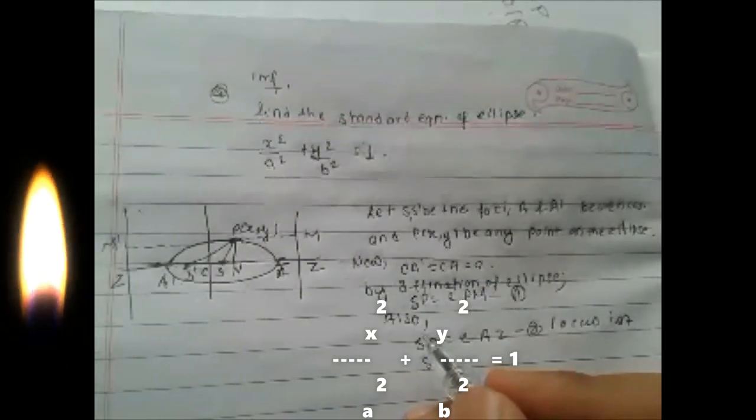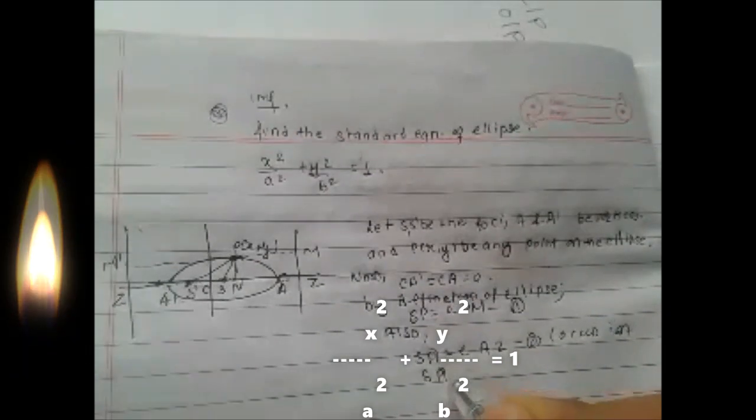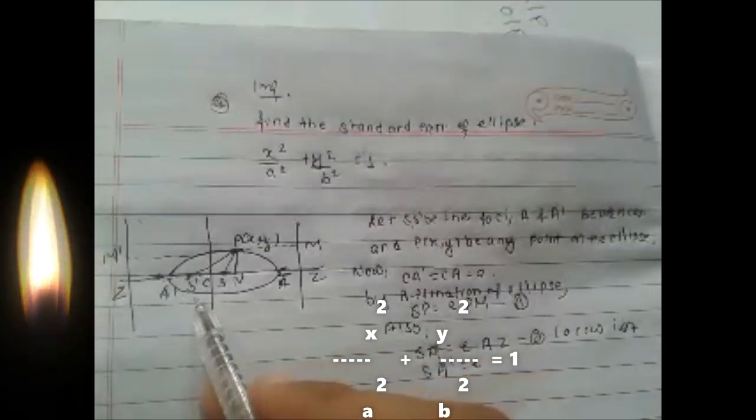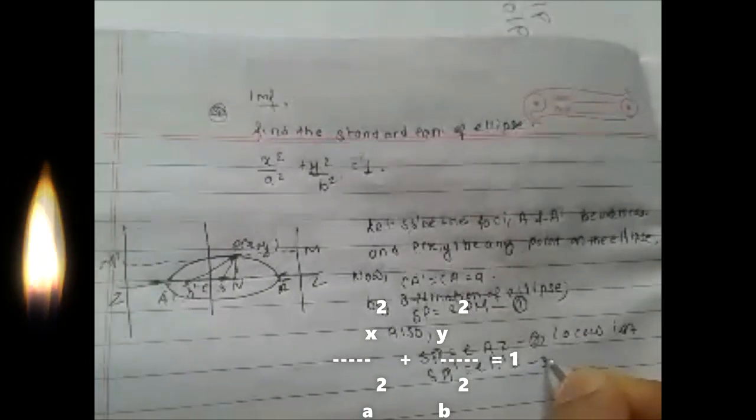Also, when this point reaches here, for this locus A, this will be SA, not SP, so this is SA. And when this point reaches here, then it will be SA dash is equal to e times A dash Z. This is our third equation, and this locus is A dash.